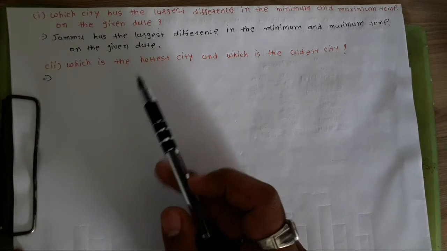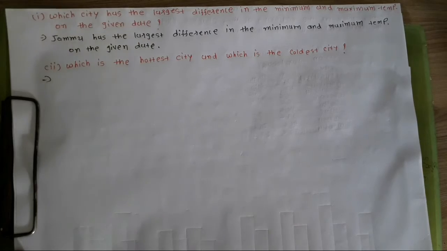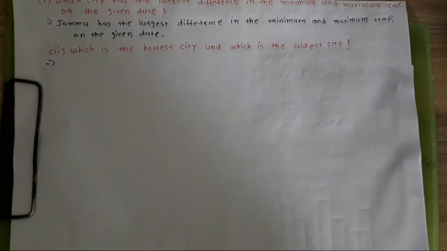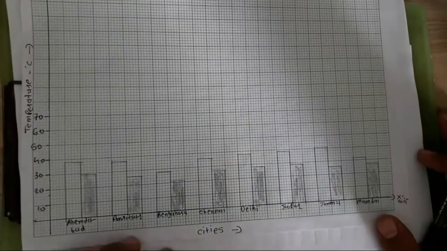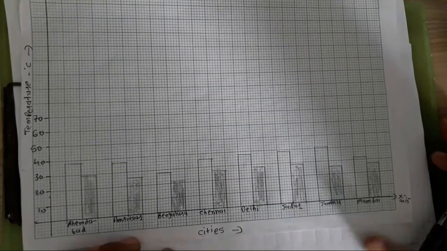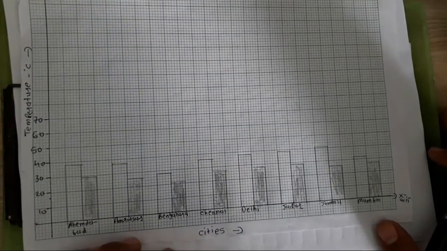Jammu has the largest difference in the minimum and maximum temperature on the given date. Now the next question, which is the hottest city and which is the coldest city? We will observe this graph and check which city has the hottest temperature and which one has the coldest. Now hottest means the maximum temperature and coldest means the minimum temperature.